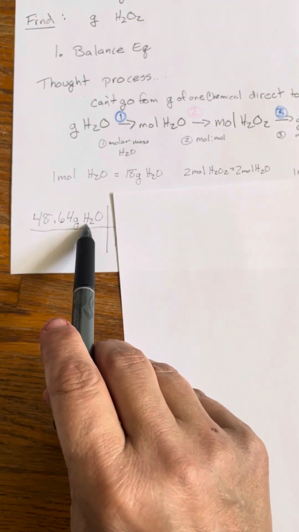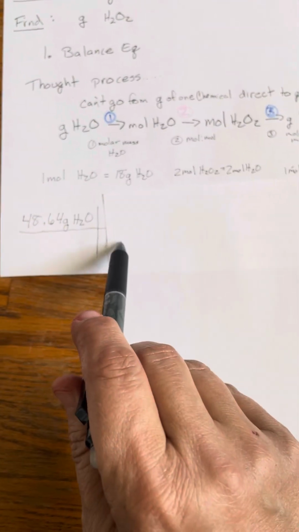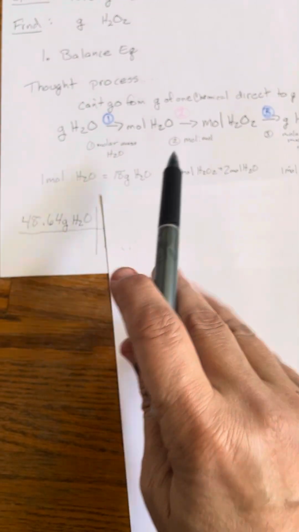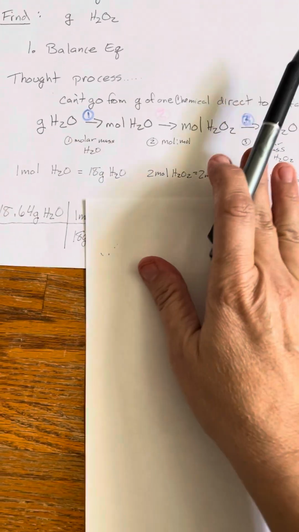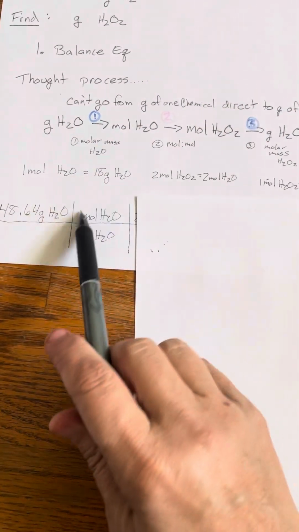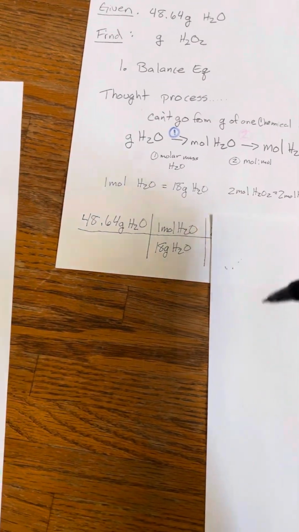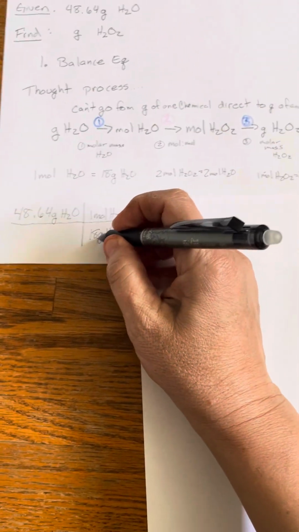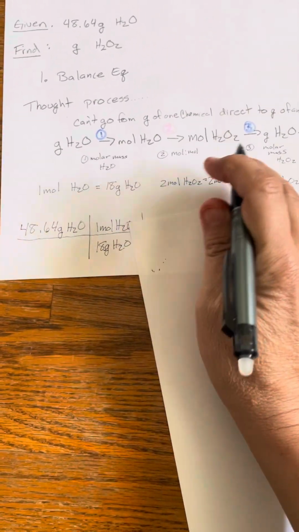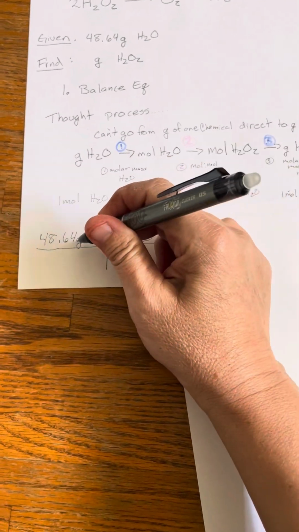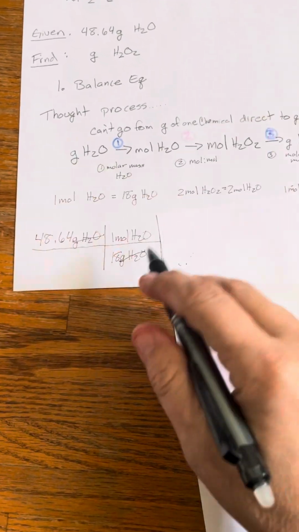Now I want to get rid of grams of water. So on the bottom of this, I'm going to write 18 grams of water and 1 mole of water. Okay. So now the grams cancel. Oops, sorry. This is actually hard to do one-handed. So this one cancels and that cancels. So now I'm in moles of water.